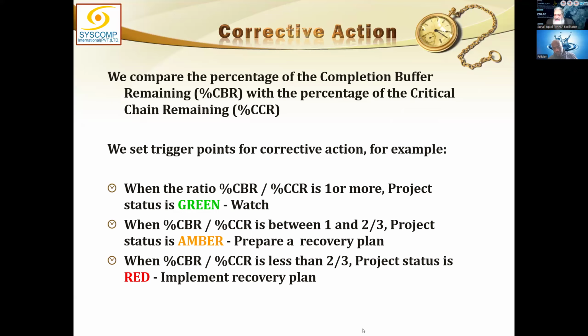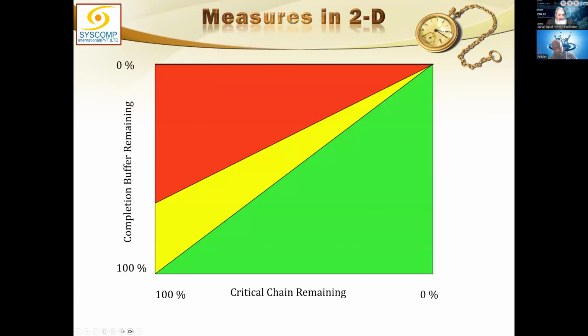This could be your critical chain applied on your project. So this could be something like that. In a 2D, we could show these colors like that. Completion buffer remaining and critical chain remaining. So green zone is all fine with us. So completion buffer is 100% available and critical chain finishes, meaning without consuming any buffer, I complete the project. So I complete it much earlier. That is the distance from here to here.